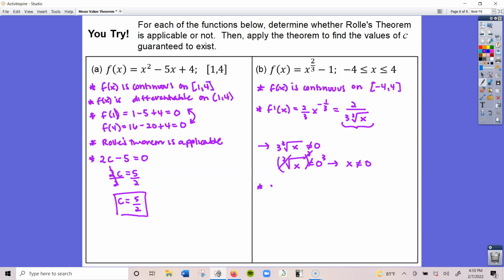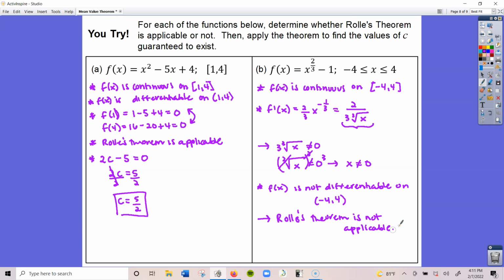So here, f of x is not differentiable on the interval -4 to 4. And because it is not differentiable, this means that Rolle's theorem is not applicable. And I can't do anything else after that.